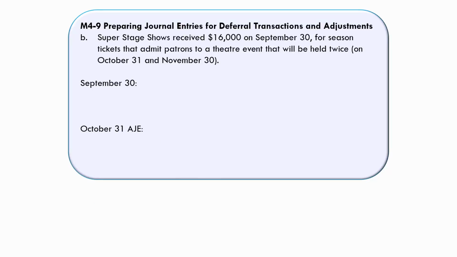Superstage receives $16,000 for season tickets to a theater event that will be held twice, October 31st and November 30th. So there's going to be 2 shows. When they receive the $16,000, they have done nothing. They have just sold tickets.